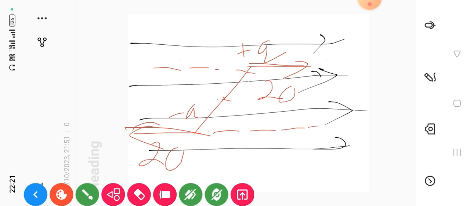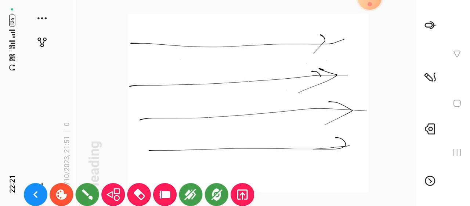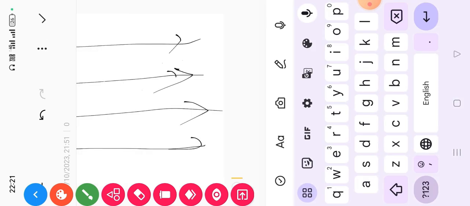It is similar to opening a ball. There was a, let me rub it first, just a second.